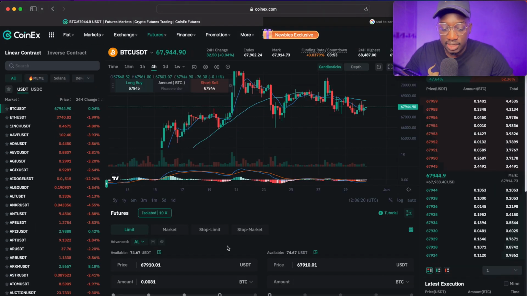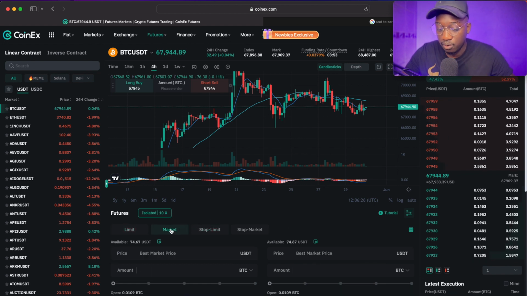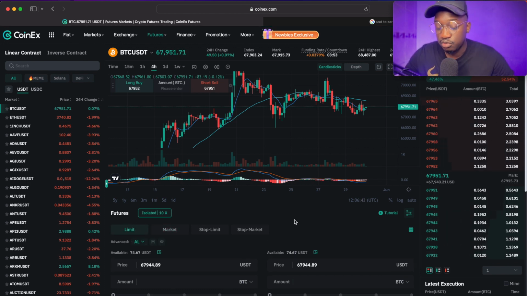So keep in mind that there's two different ways to enter a position. There's limits and markets. If I use market order, it means that I'm just going to enter a position immediately, and I'm not going to put my own price or any price that I'm willing to enter at. But if I use a limit order right here, it means that I'm going to have to put a specific price that I'm willing to enter.